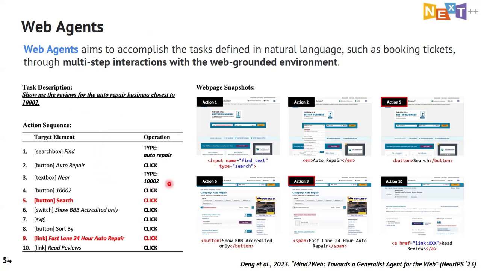Then the agent can interact with the web environment to conduct these actual actions, with some specific actions such as clicking a button, typing information, and also ranking the result list. So we can see that after the sequence of actions, the web agent can accomplish the user instruction.